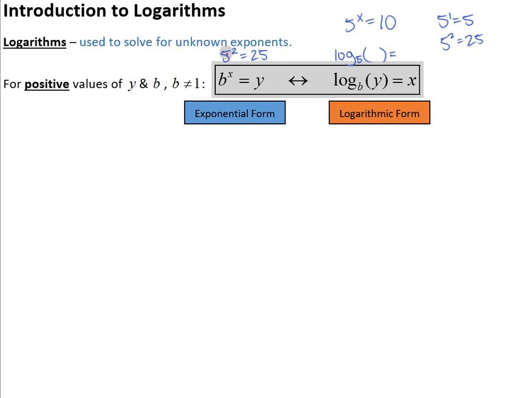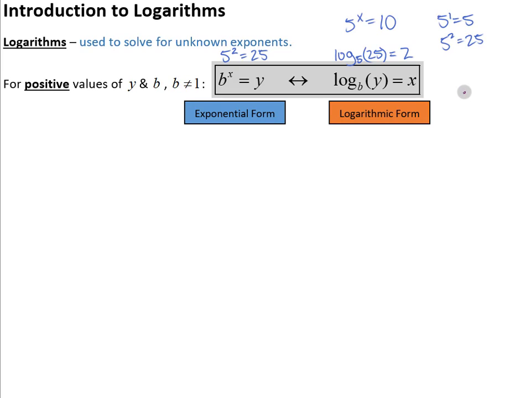And I always remember my logarithm equals the exponent. Again, it equals the exponent because we use it to solve for unknown exponents. And that reminds me that the value that goes inside is 25, our remaining value there. So log base 5 of 25 equals 2. This is how we write this in log form.